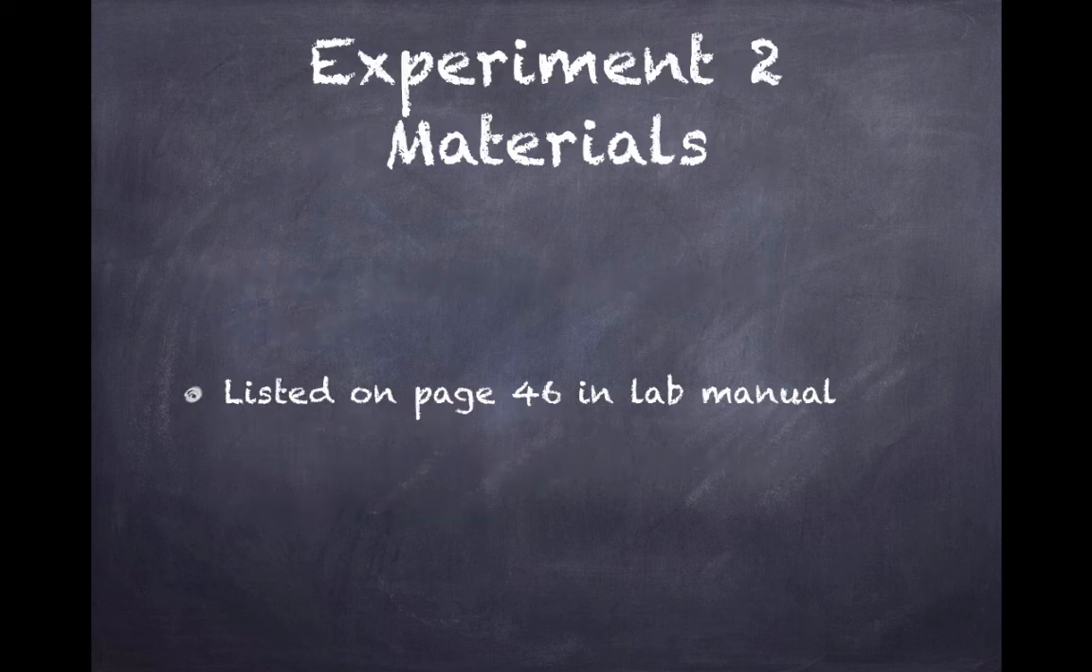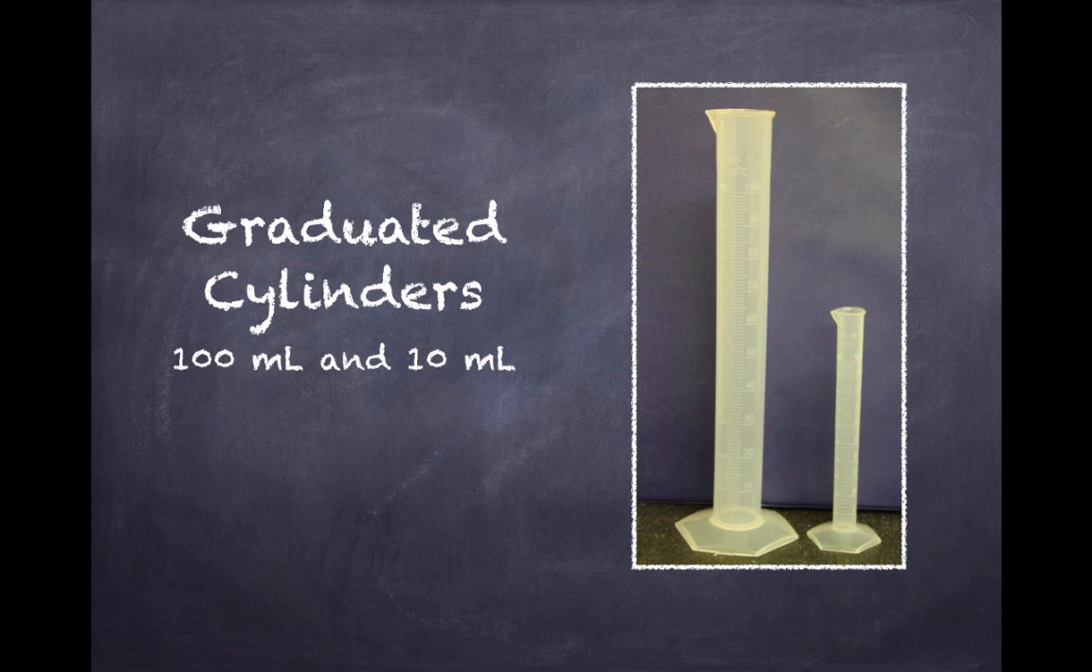For experiment 2, a full list of materials is located on page 46 in your lab manual. This is our first experiment that will require reagents. I will briefly review what these reagents and materials are.